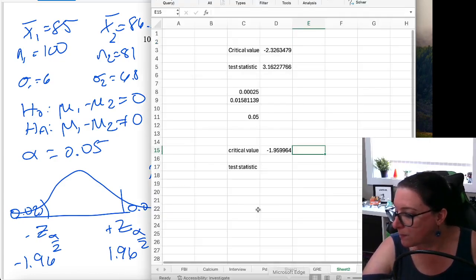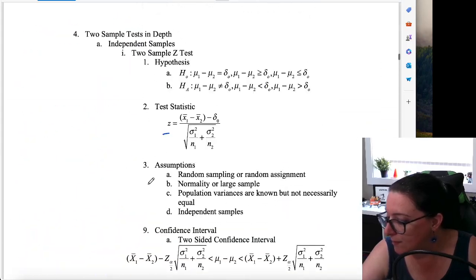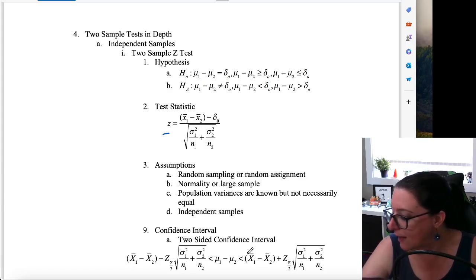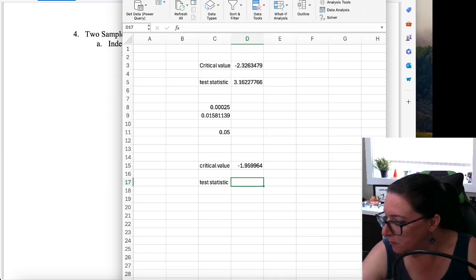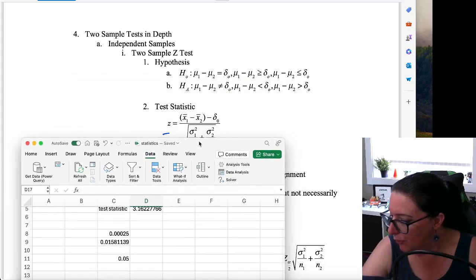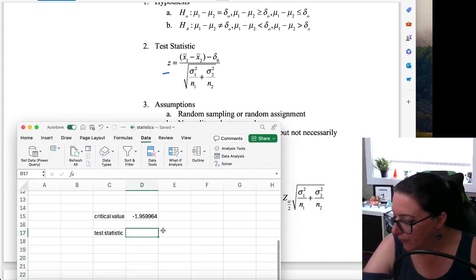All right, now we need a test statistic. That's where we come back to this formula: x bar 1 minus x bar 2 minus the difference that we think, which is going to be 0 here, divided by the square root of the standard deviation squared divided by their n's, added together. So let's do this. Formula there, Excel here.